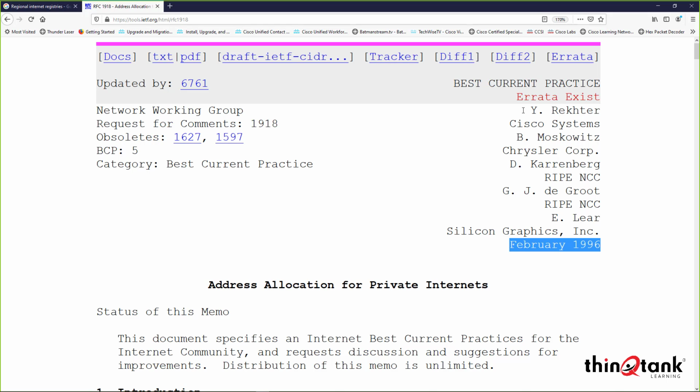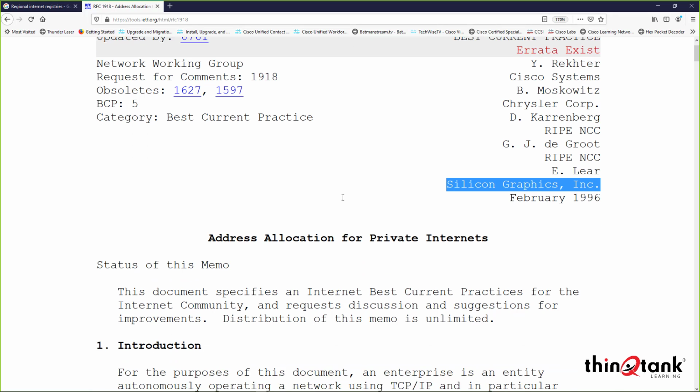These were the folks that got together and developed it. One person from Cisco, another person from Chrysler, another person from the European Regional Internet Registry, De Groot from the Regional Internet Registry, and then Mr. Lear from Silicon Graphics. I remember that company. I don't know if they're still around or not, but we used to deploy Silicon Graphics computers at one point.